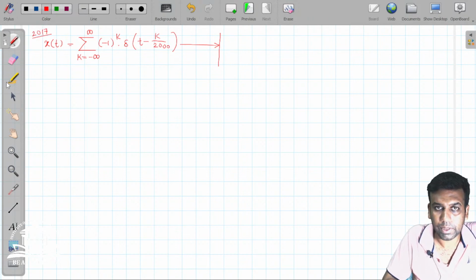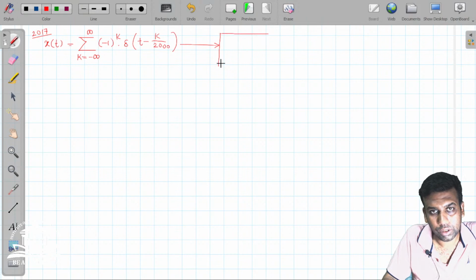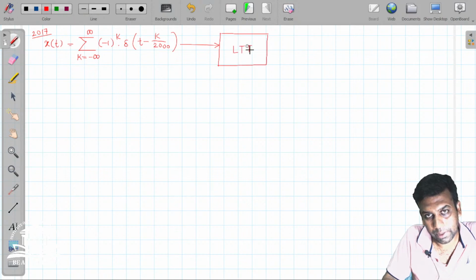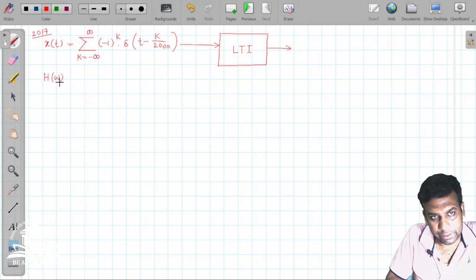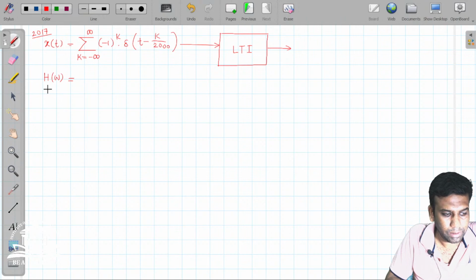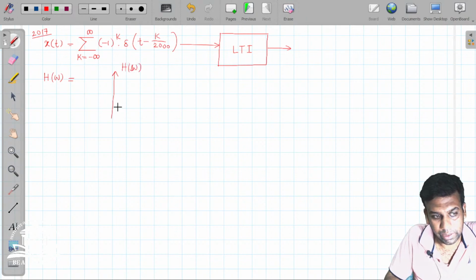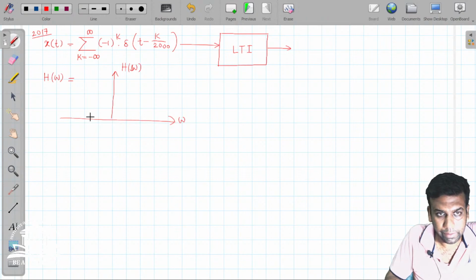2017 का क्वेश्चन. So this signal is passed through a system, and this is an LTI system. ये कौन सा system? आपका LTI system. Okay. So the LTI system has the frequency response H(omega) given by this graph. So this is H(omega), and the graph looks like this. This is omega.